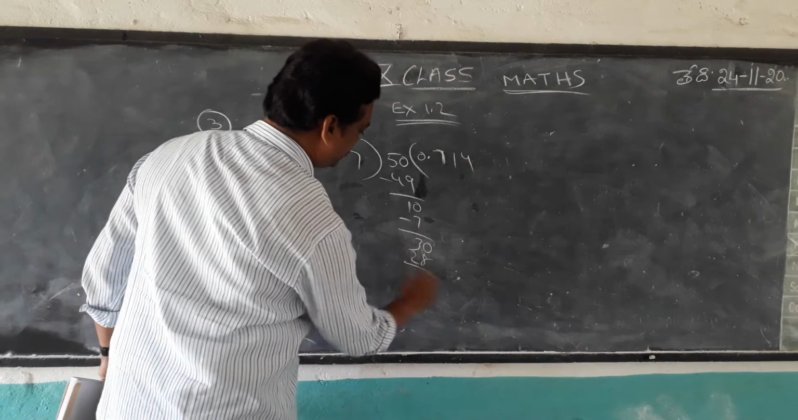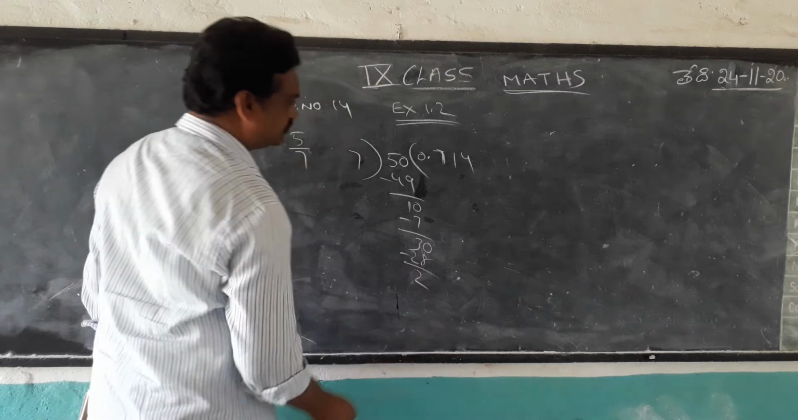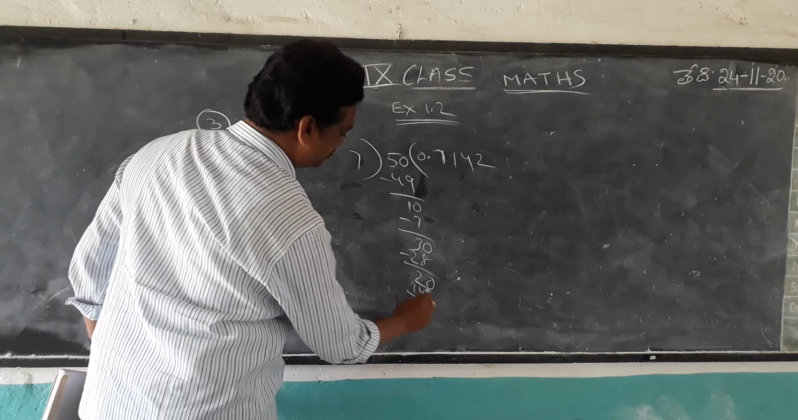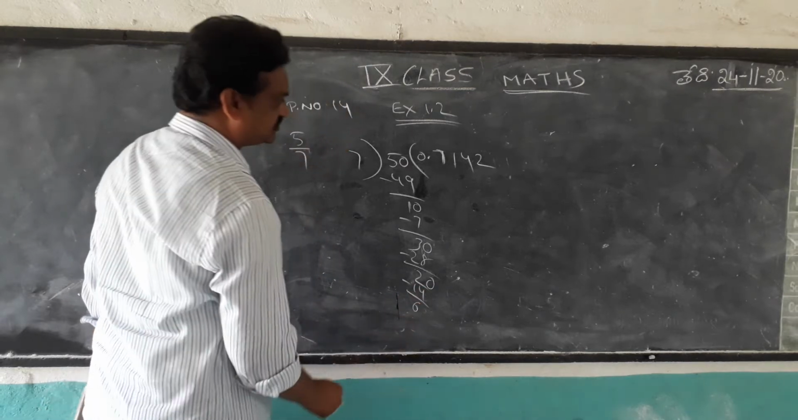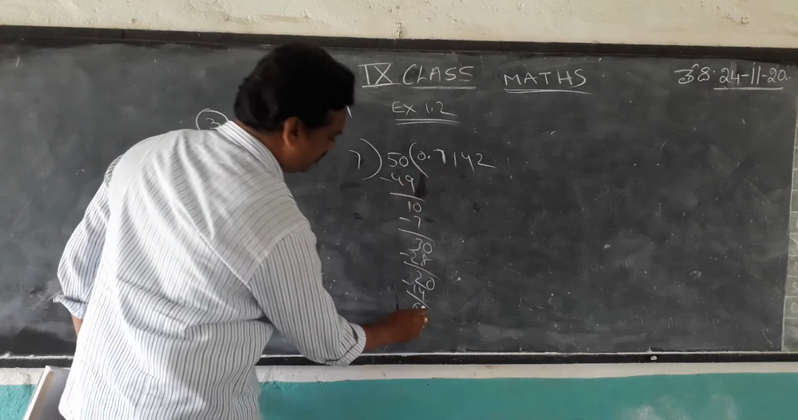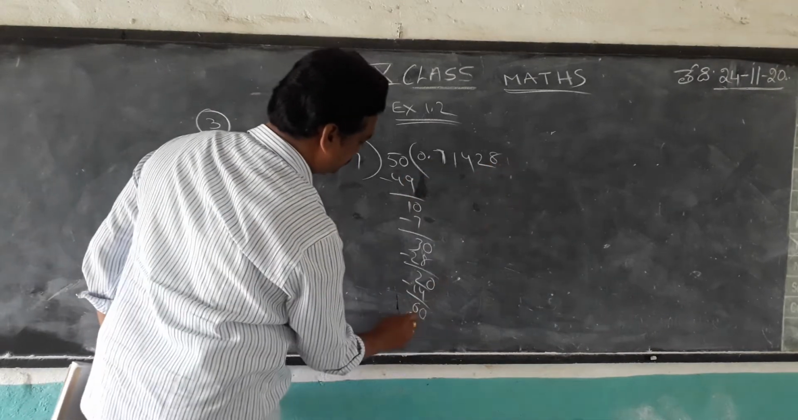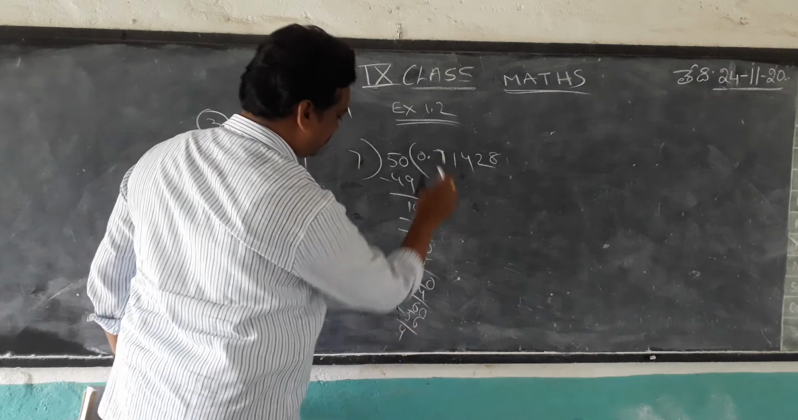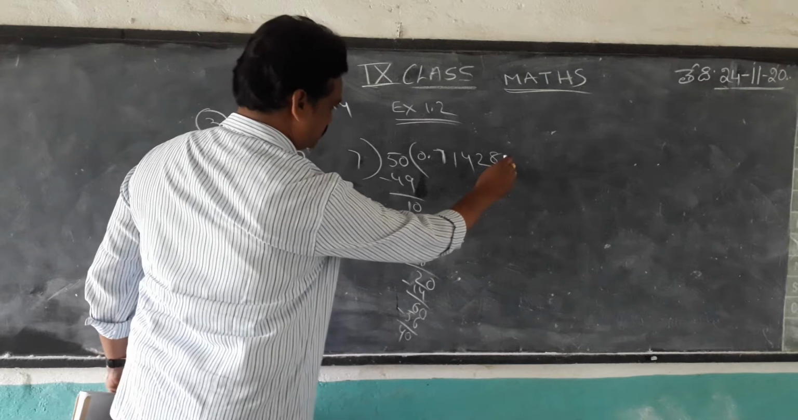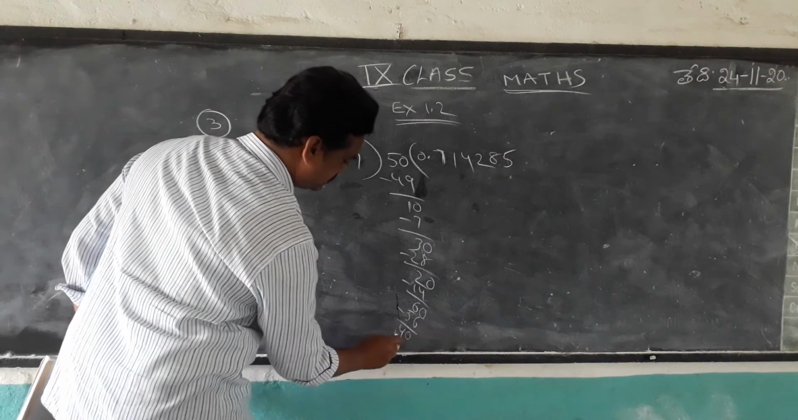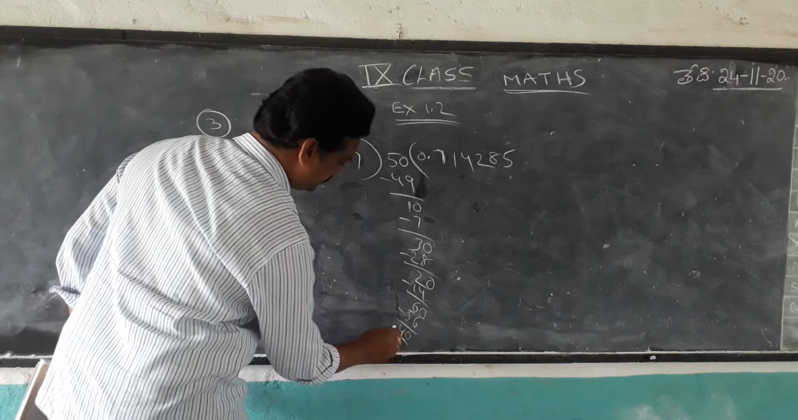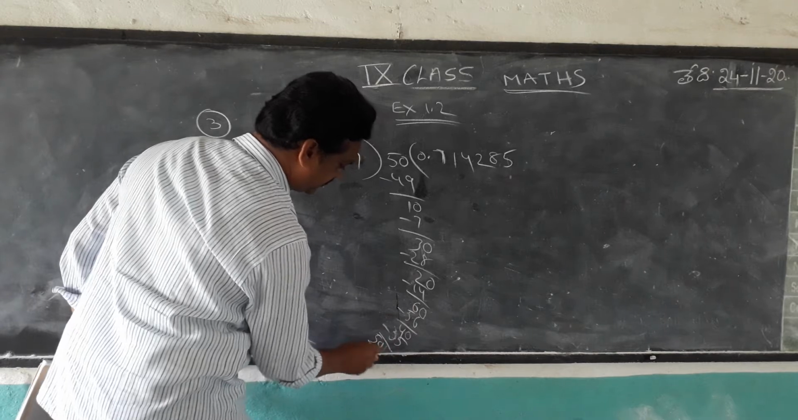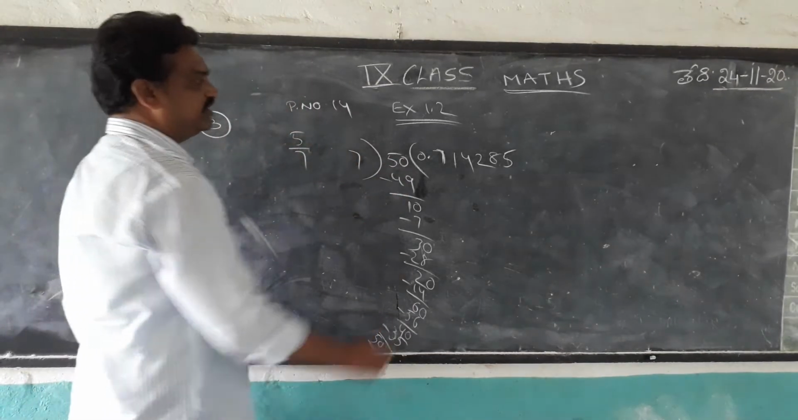7 4s are 28. 30 minus 28, 2. Already the point is there, you have to write 0. 7 2s are 14. 20 minus 14, 6. Put the point, therefore you have to write 0 here. 7 8s are 56. Already the point is there, therefore you have to write 0. 7 5s are 35. 40 minus 35, 5. You have to write 0 here. 50, 50. Therefore the same numbers repeat.